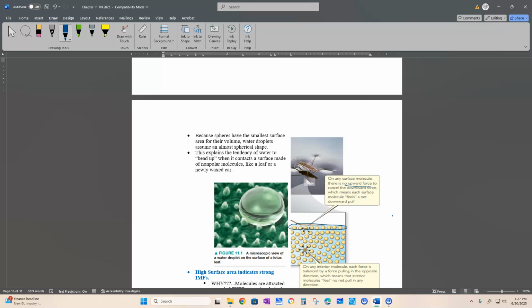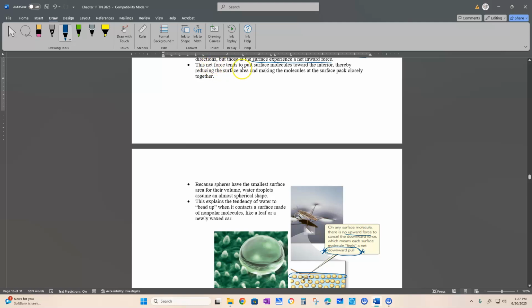So which means each surface molecule feels this downward pull. They're only experiencing the attraction for anything below it. But then you get these molecules down below in the surface, okay? They're actually feeling force in every direction. Up, down, left, right, every direction. So they feel no net pull in any direction. Only the surface is feeling this downward pull to break the surface.